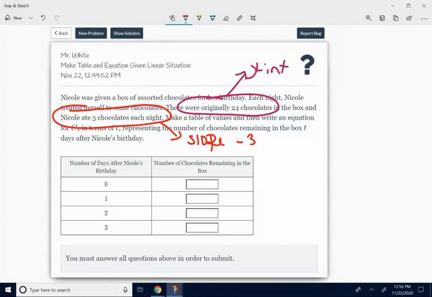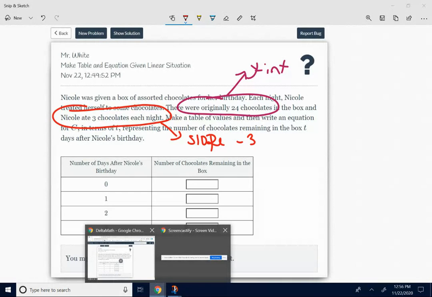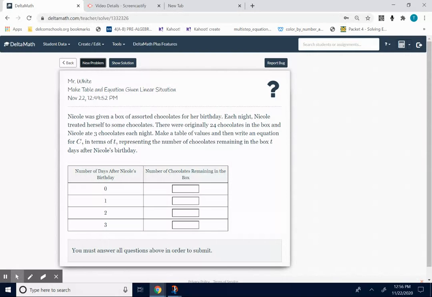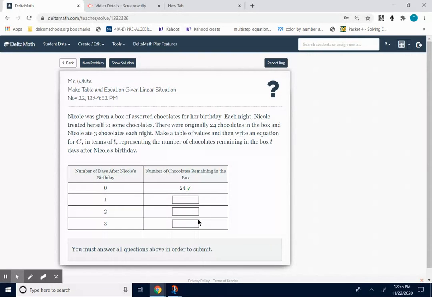Now let's go to doing this on the data table on DeltaMath. What you want to do is fill in the data table. Think about the x values being the number of days after her birthday. The y values are the number of chocolates remaining. After 0 days, on her birthday, she has 24 chocolates. So you want to type in 24 if this was your problem. After 1 day past her birthday, she's eaten 3. She now has 21.